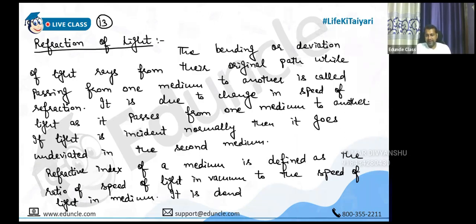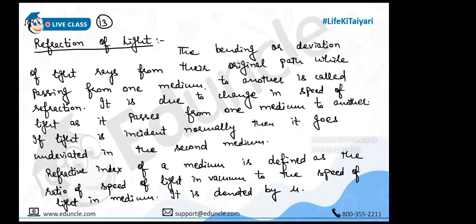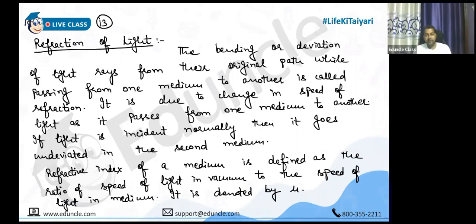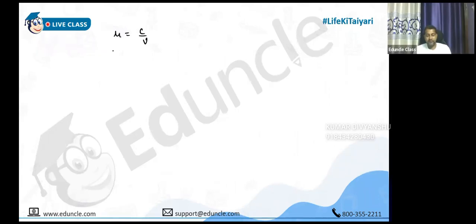It is denoted by... can I denote it by N or should I denote it by mu? Either case, it's the same thing. Let us go with mu then, because in EMT we use this symbol for the permeability of the medium, so you should not get confused. If someone is getting confused, then you can denote it by N. In most of the books, they denote it by N also. So mu is C by V all the time: velocity of light in vacuum to the velocity of light in the medium.